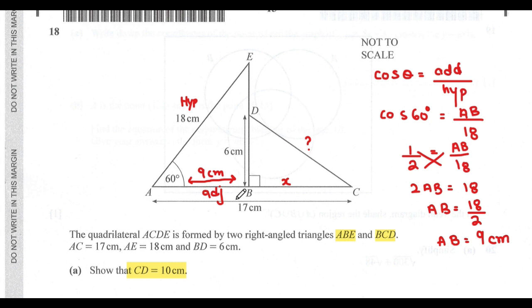To get the length BC, I will subtract 9 from 17 and I'll get the remaining length BC. So the remaining length BC is 8 centimeters. So this ABC length is 8 centimeters.